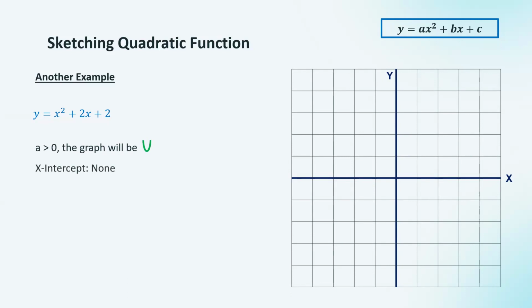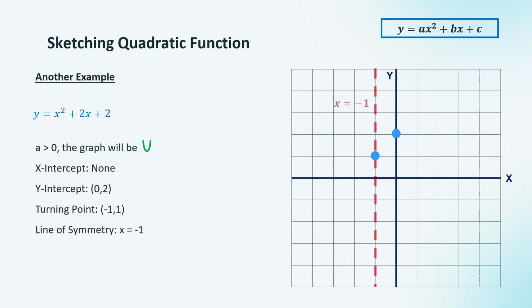We have no x-intercept. We have a y-intercept over there. We have a turning point over here, and we have the line of symmetry. Now, in this case, as you can see, we only have 2 points. Can we actually draw the graph? The answer is no, we cannot.